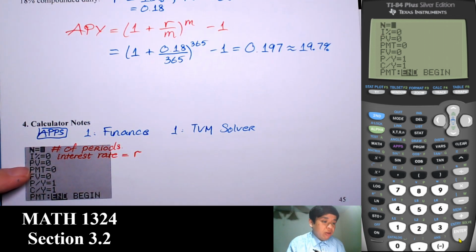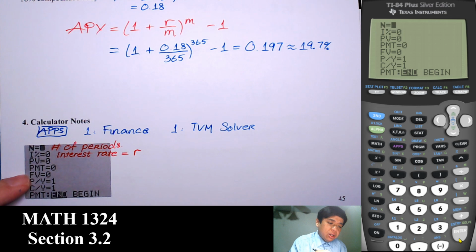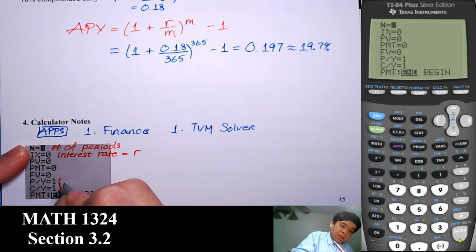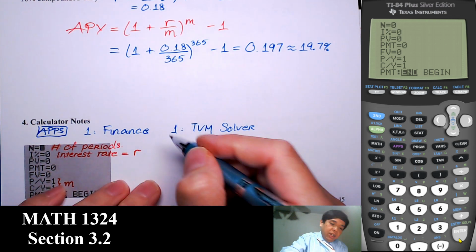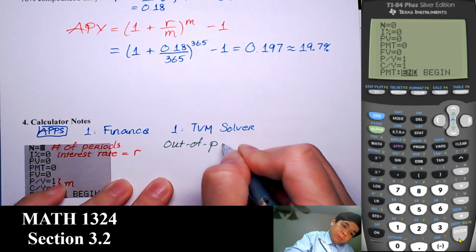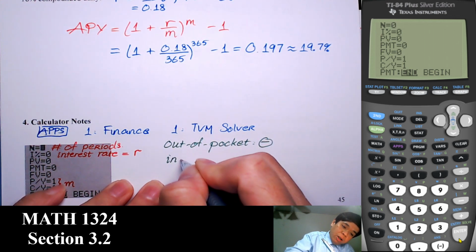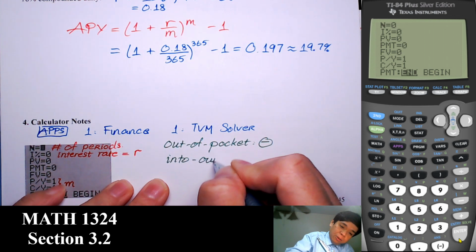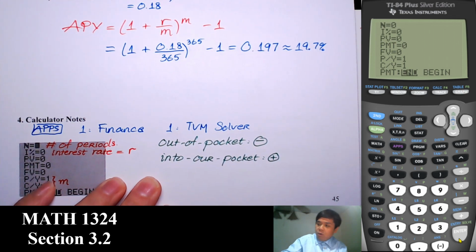PV is obviously present value, then payment. In this case we have 0, and future value, and then here that's equal to n, how many times it is compounded a year. Right, and in this case we fix this. One note on the calculator is that whatever we give out of our pocket is negative, and whatever comes into our pocket is positive. So let's look at one problem.